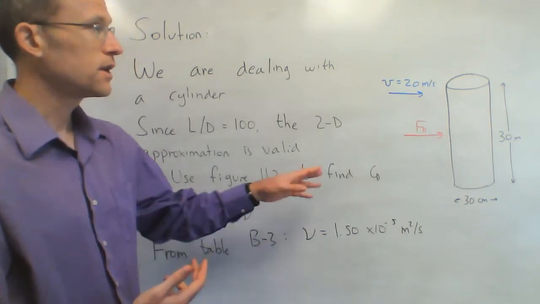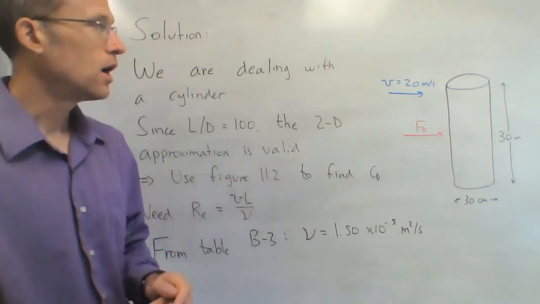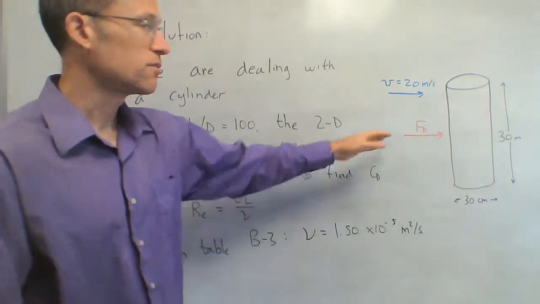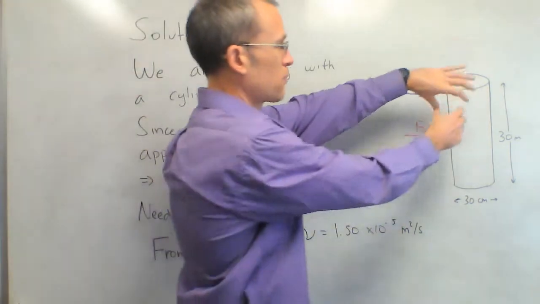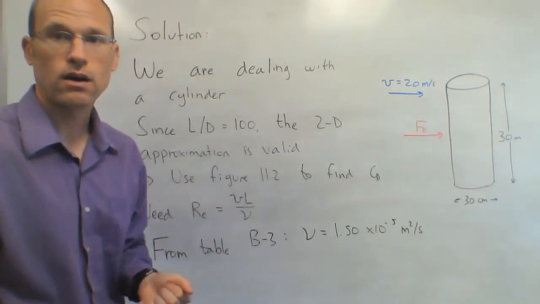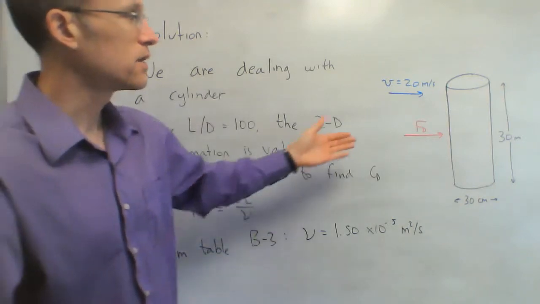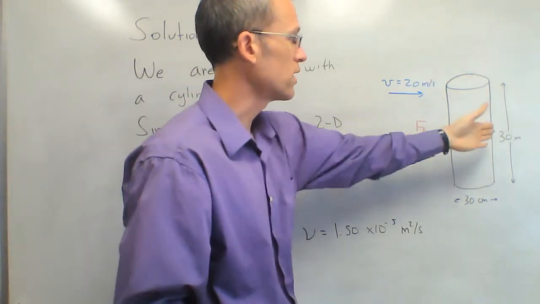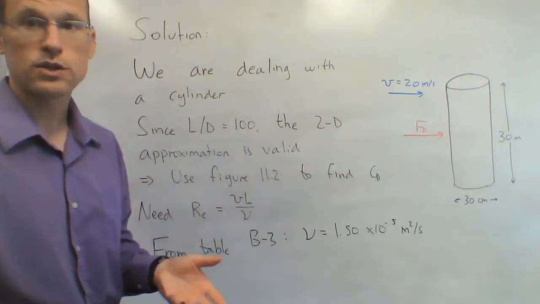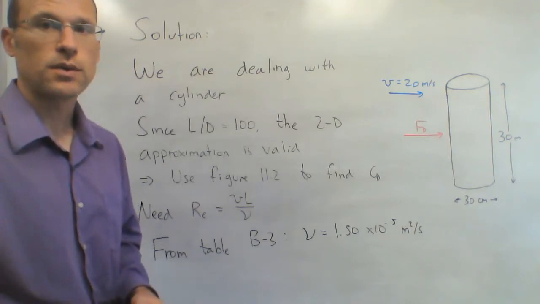In terms of the length to depth ratio, 30 meters going up and down, 30 centimeters in the direction of my flow, which means that in terms of the length perpendicular to the flow, the L over D ratio is 100. That's more than 30, so I can use the two-dimensional approximation. Essentially, assuming that none of this flow goes around the top, it's all going around, out of the board. So that's where the two-dimensional approximation comes in, which means I can use figure 11.2 that we saw for spheres and cylinders.